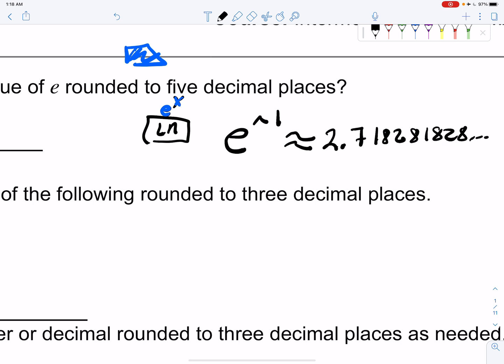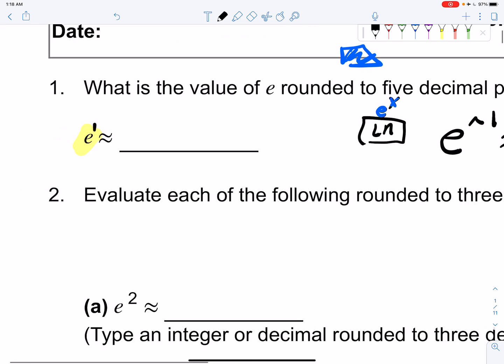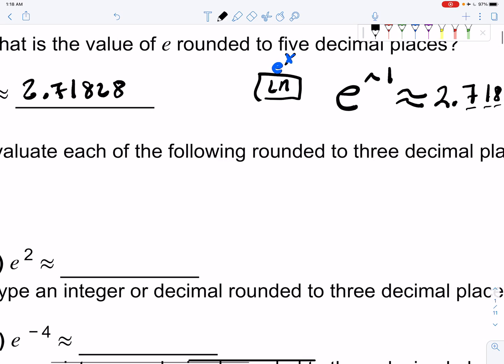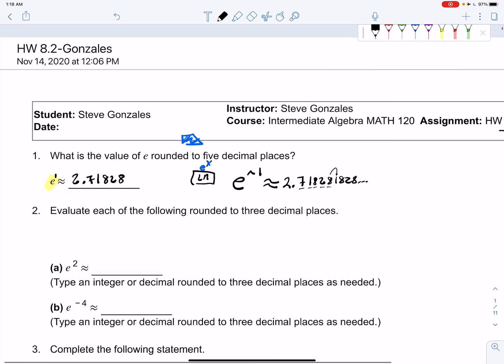2.718281828, and it goes forever. Remember, not having a pattern or terminating. They want 5 decimal places, so 1, 2, 3, 4, 5, and you look at the digit to the right, and it's 1. So this is approximately 2.71828.